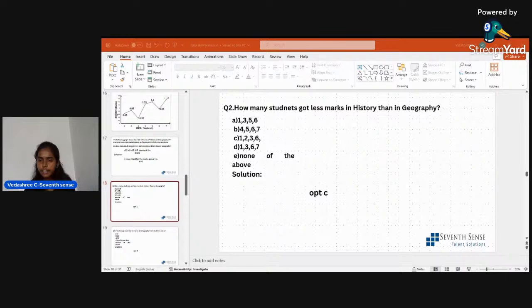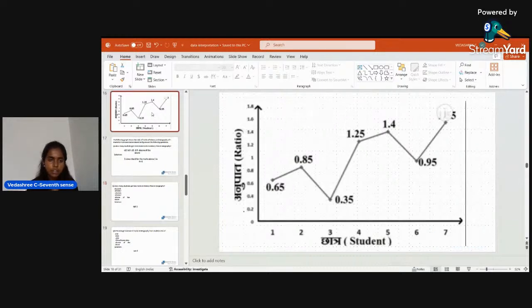These marks are all considered as history or geography, what I said in the previous problem. How to find history and geography marks, that is what I am explaining. See, in the previous problem, this 0.65, 0.85, 0.35, and 0.95 will be considered as history, and 1.25, 1.4, and 1.5 will be considered as geography.